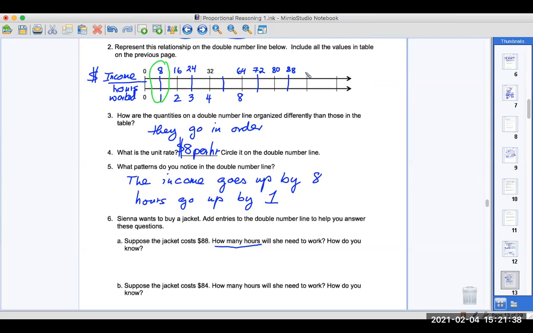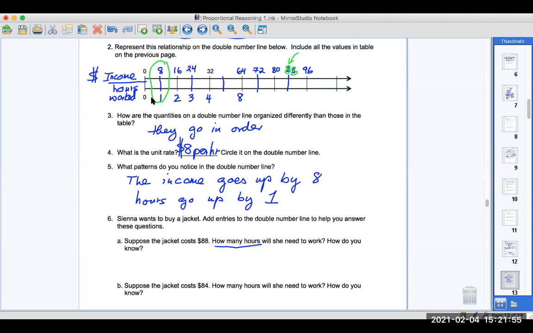And then what would be the next one? 96, but I'm already past the income. She already got the 88 bucks right here that she wants for her jacket. This is the critical point. How many hours does she need to work?